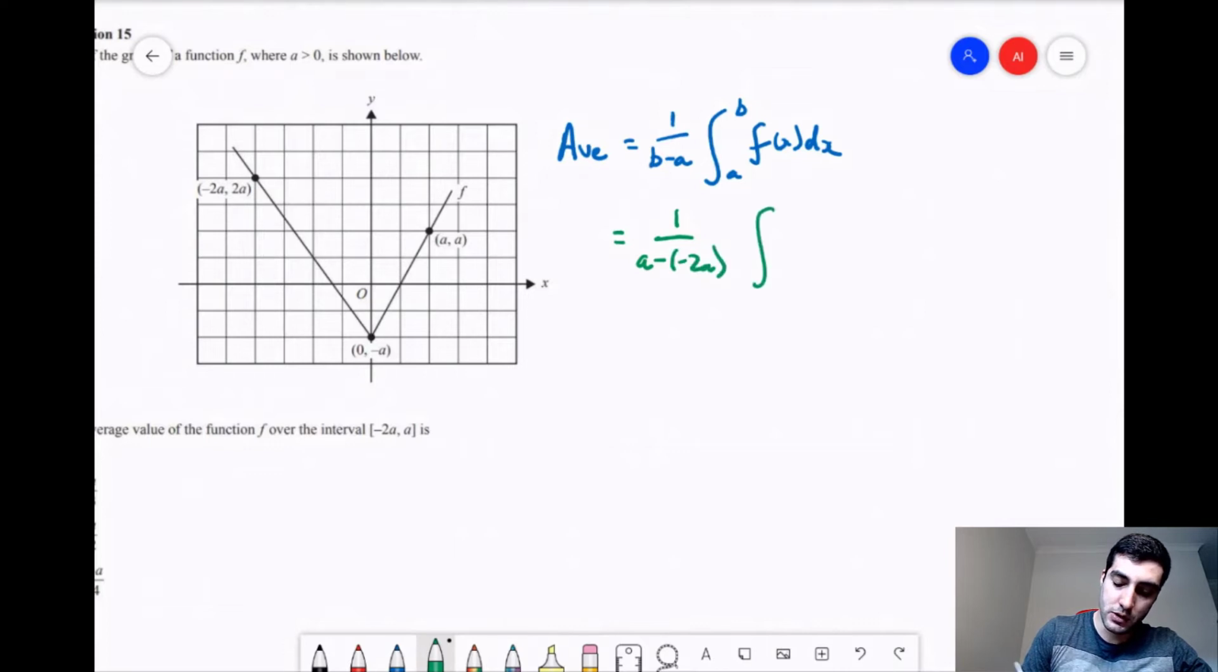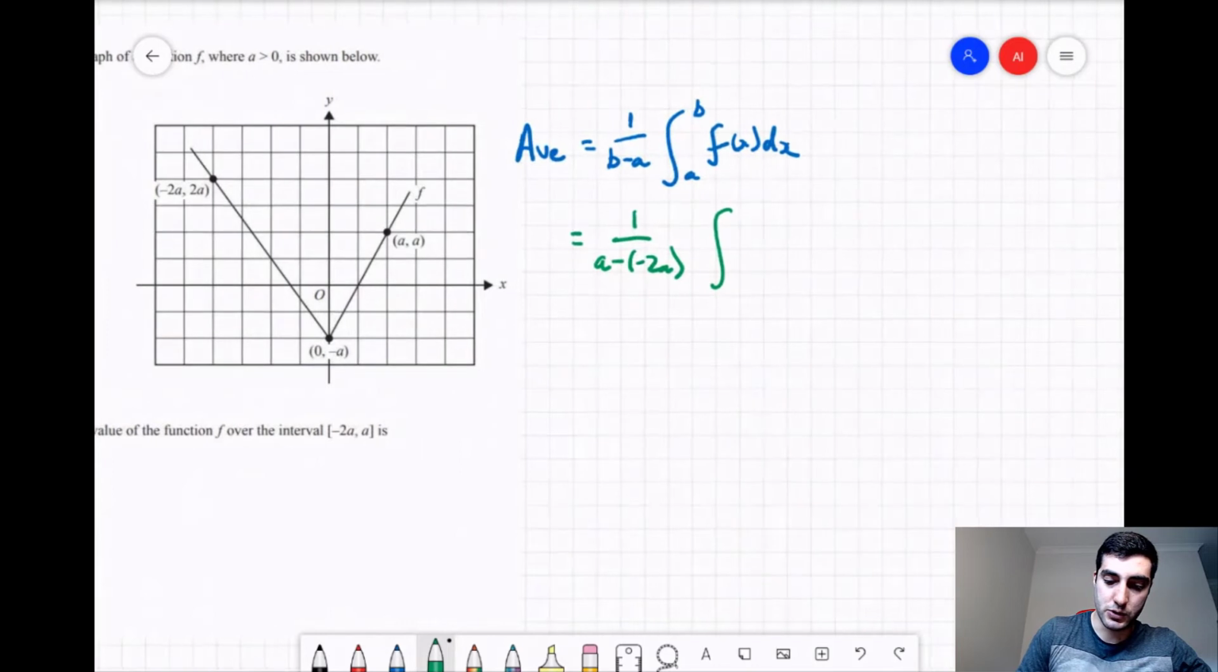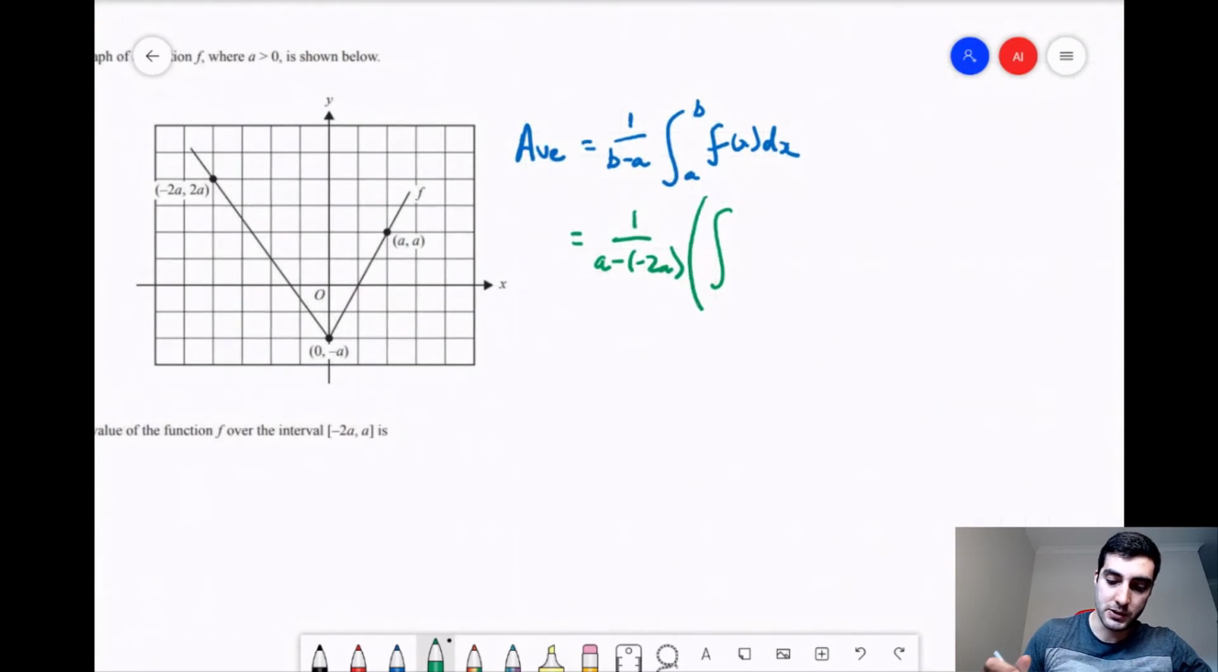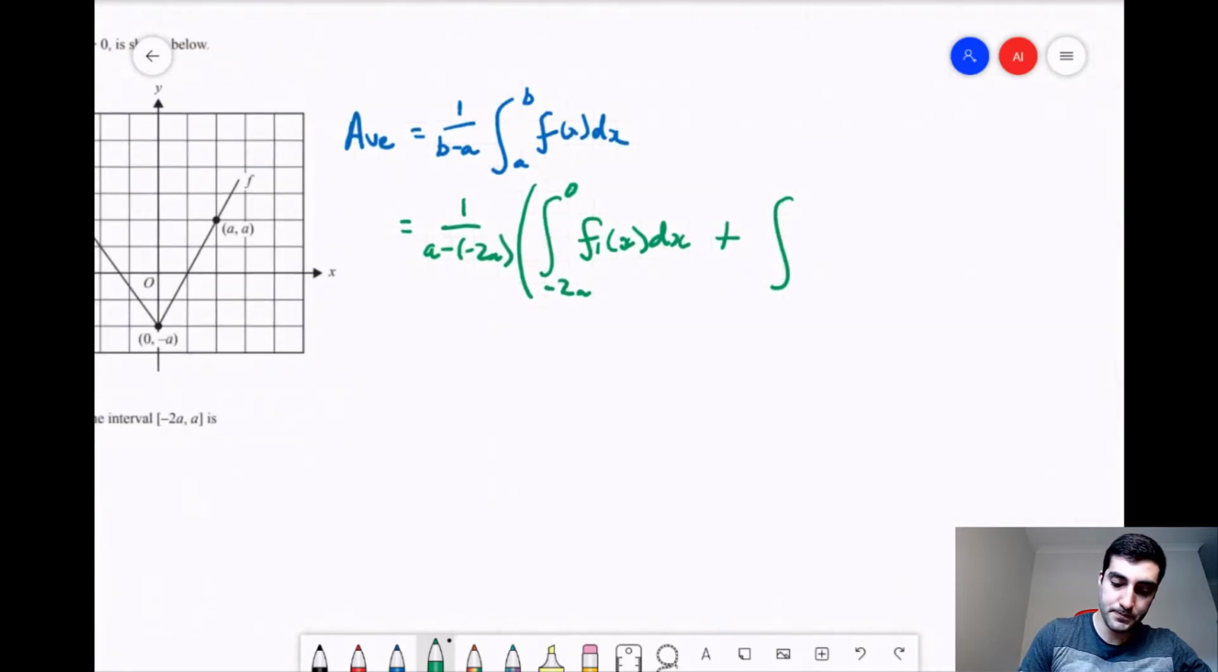The integral between two different functions. So let's break this up into two different integrals then. We want to go from minus 2a up to 0 of this first function, so I'll just call it f1 of x dx. And then we're going to have the second part. So this would be from 0 up to that point a there, 0 to a of f, we'll call that f2 of x dx.